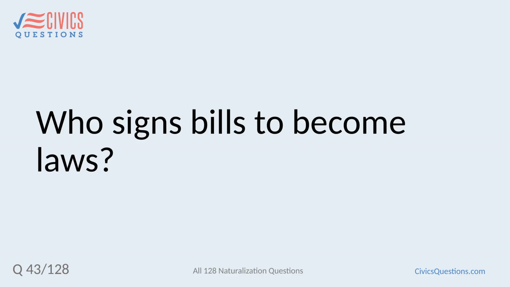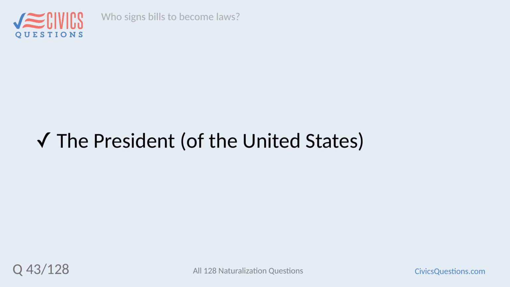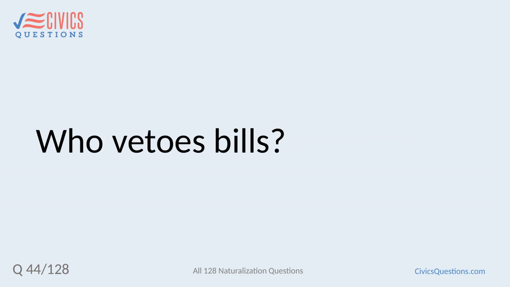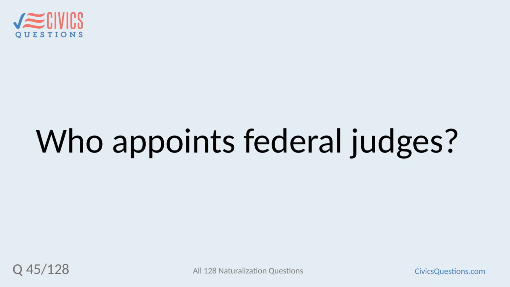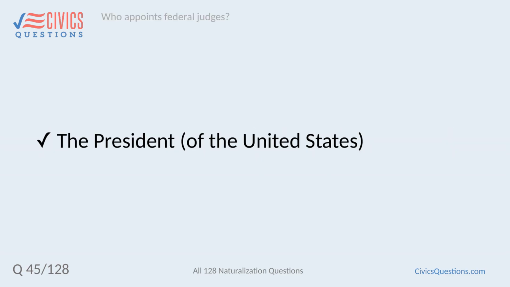Who signs bills to become laws? The President of the United States. Who vetoes bills? The President of the United States. Who appoints federal judges? The President of the United States.